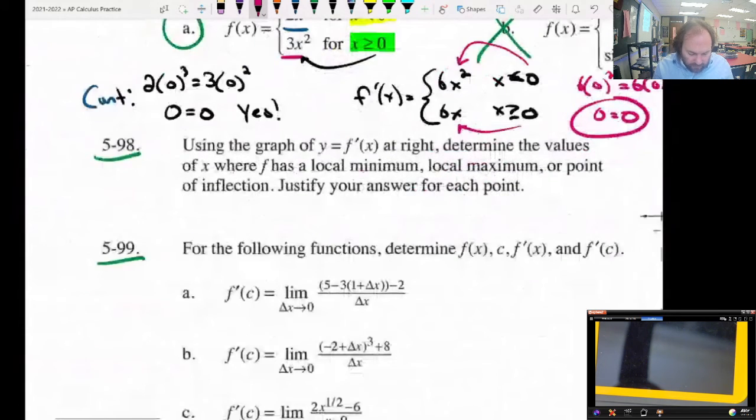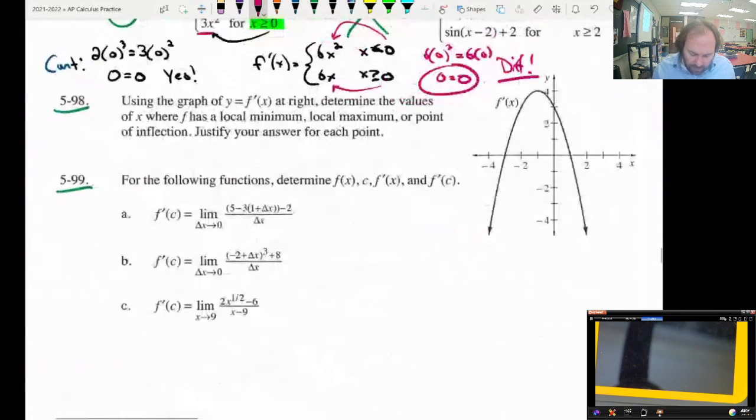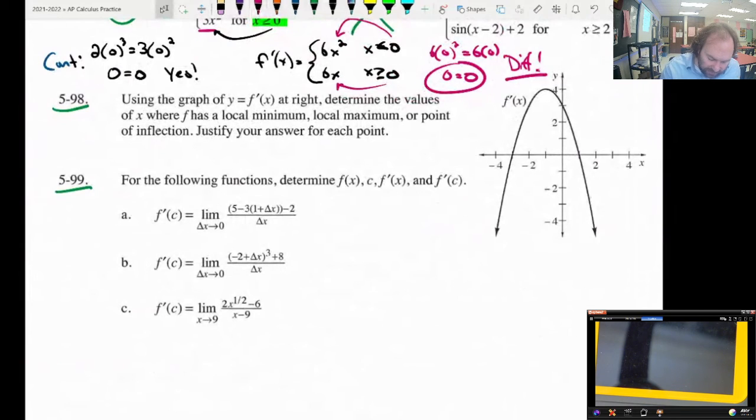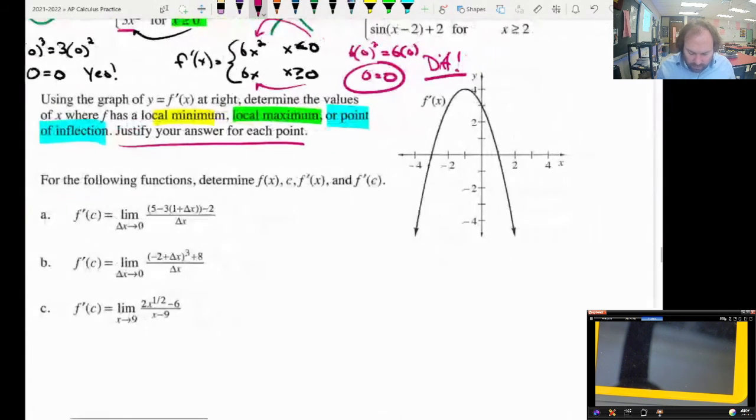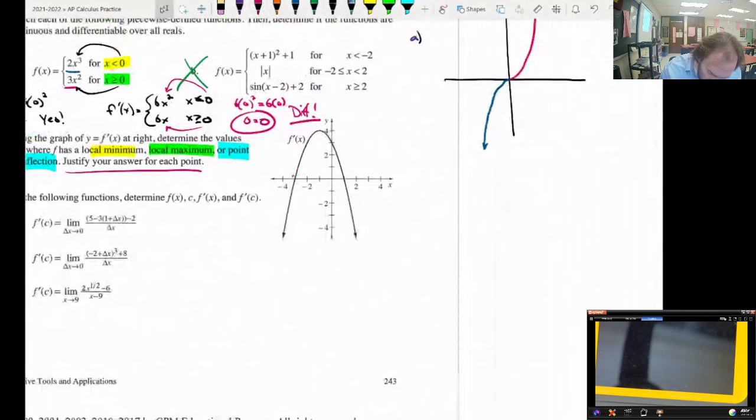Moving on. 598s are actually really simple. Using the graph of f prime, determine the values where x has a local minimum, local maximum, or point of inflection. And we're going to justify our answer for all three. So we're going to write a little bit, but it's not too terrible. The first point of interest is -3.